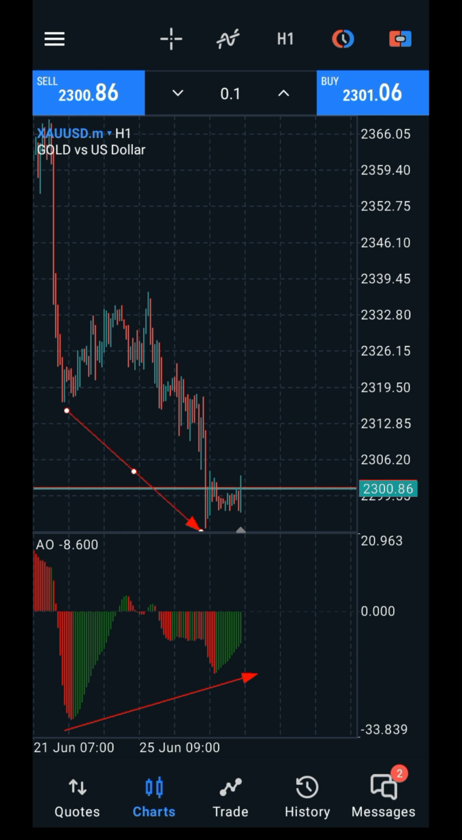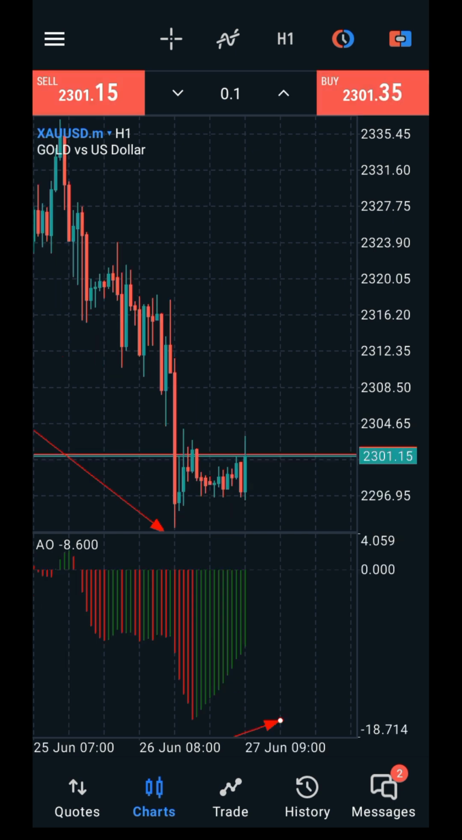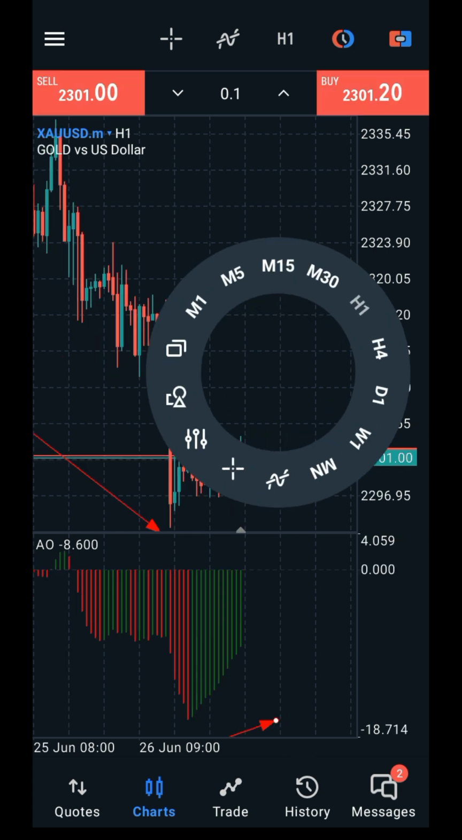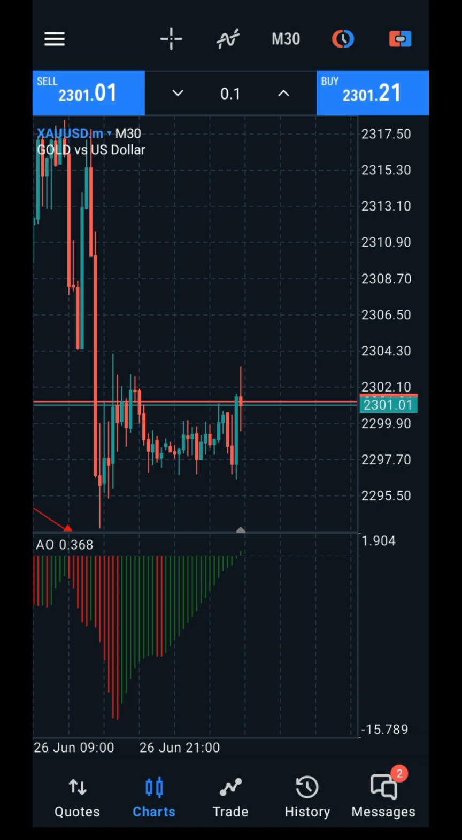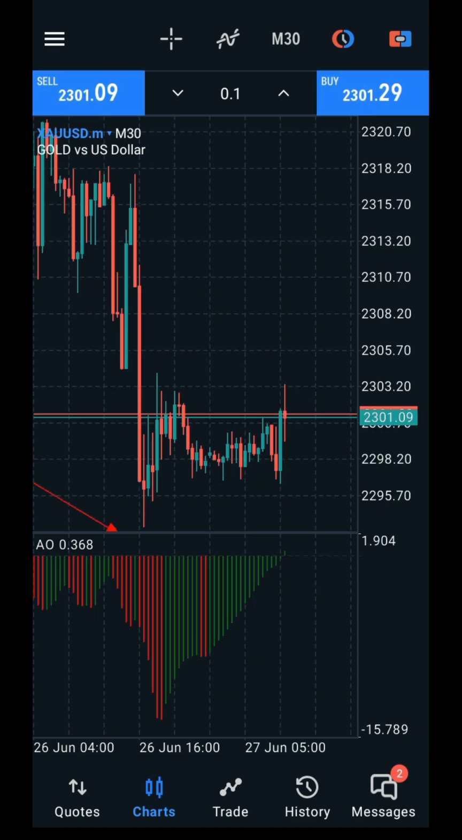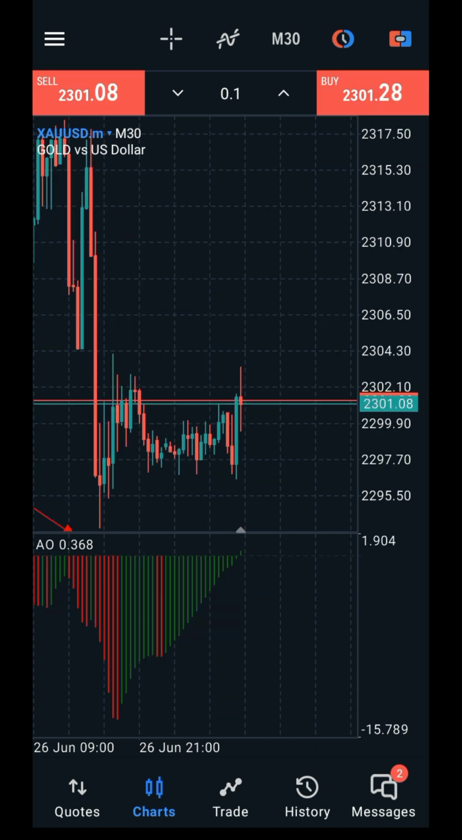So I'll be using the awesome oscillator. Bullish. Look at this. This is bullish divergence. Very simple setup. This is the H1 time frame. So this is a clean buy setup.